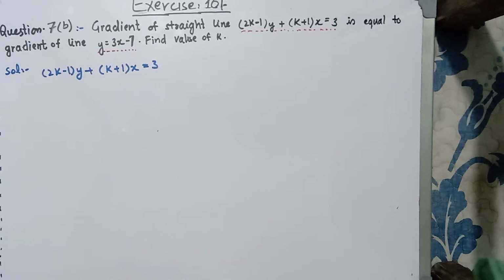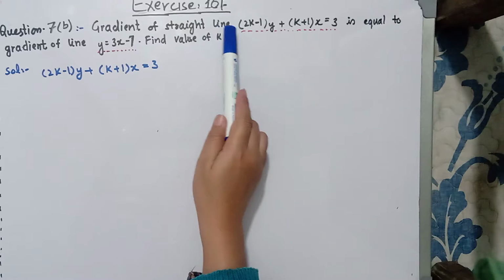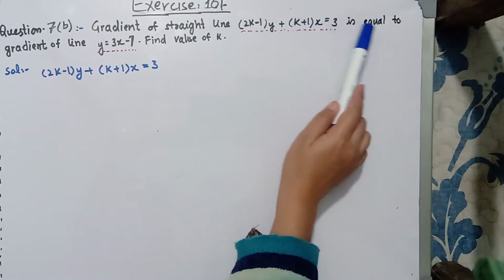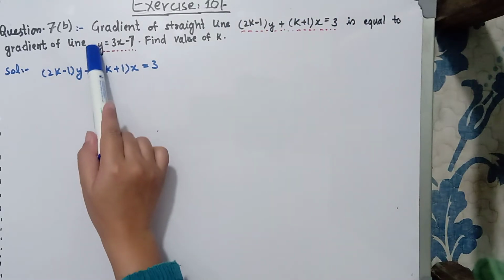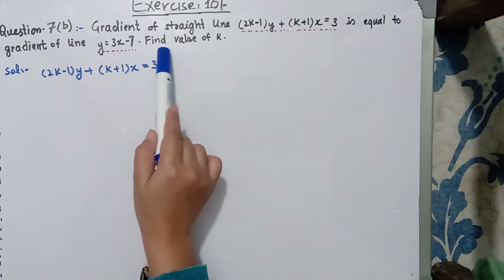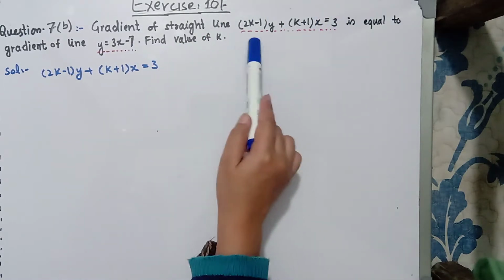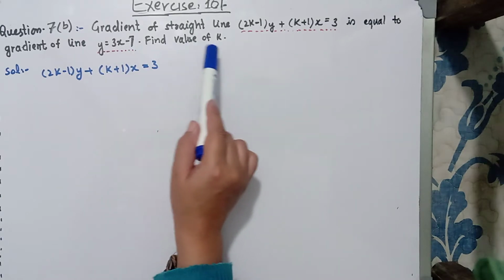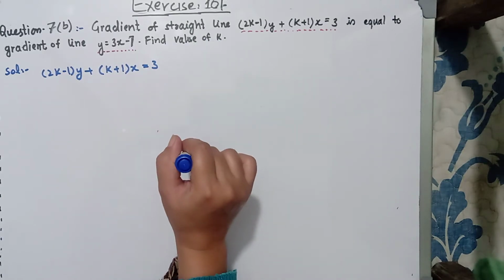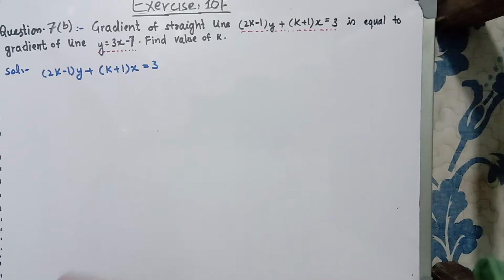The question states that the gradient of this straight line is equal to the gradient of this line. Find the value of k. We are given two lines and the equations are given, and we are going to find the value of k by using this condition.